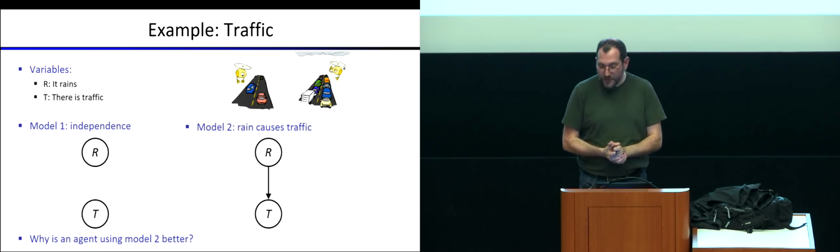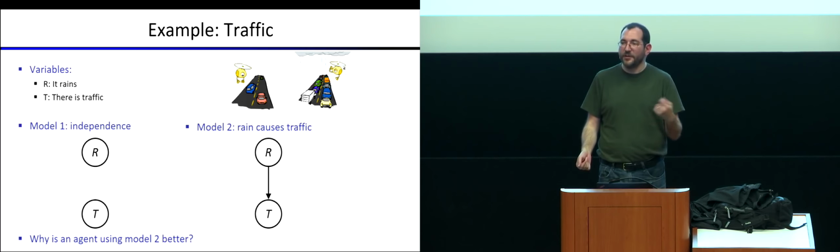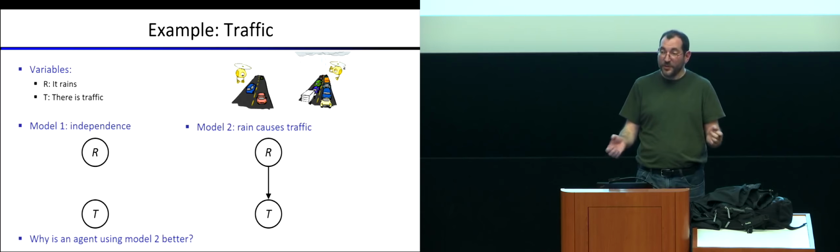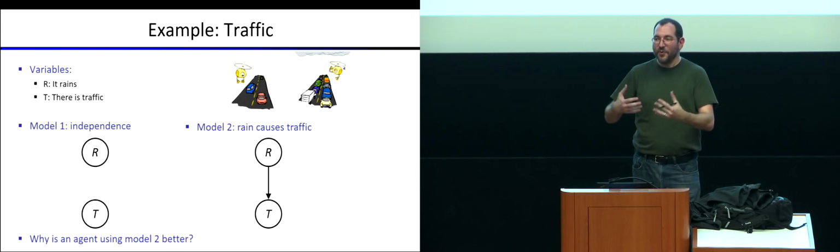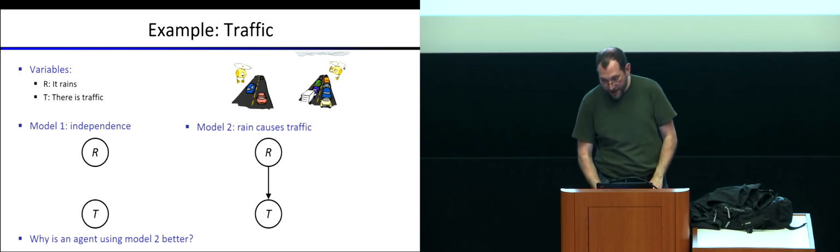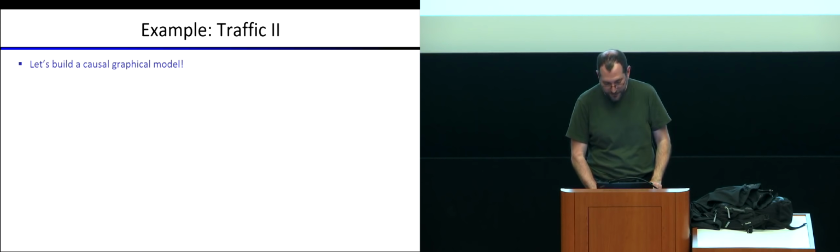The reason why model 2 is better is because an agent that's armed with model 2 can do things like see traffic and conclude something about rain, or see rain and conclude something about traffic. Once you start taking too many arrows out, as you gather evidence, you don't actually have the ability to update your belief over variables that you care about through connections to the evidence. And that's sort of the whole point. You want to see evidence and then infer something about other variables.